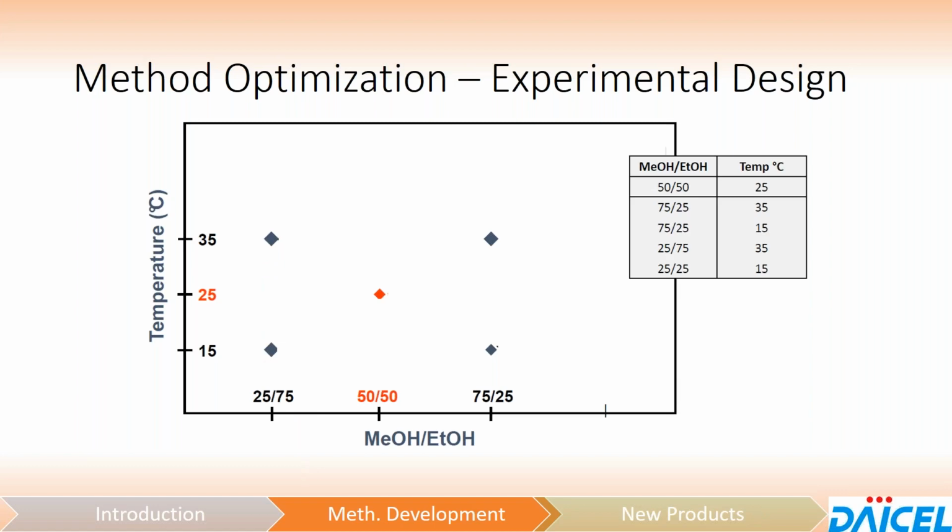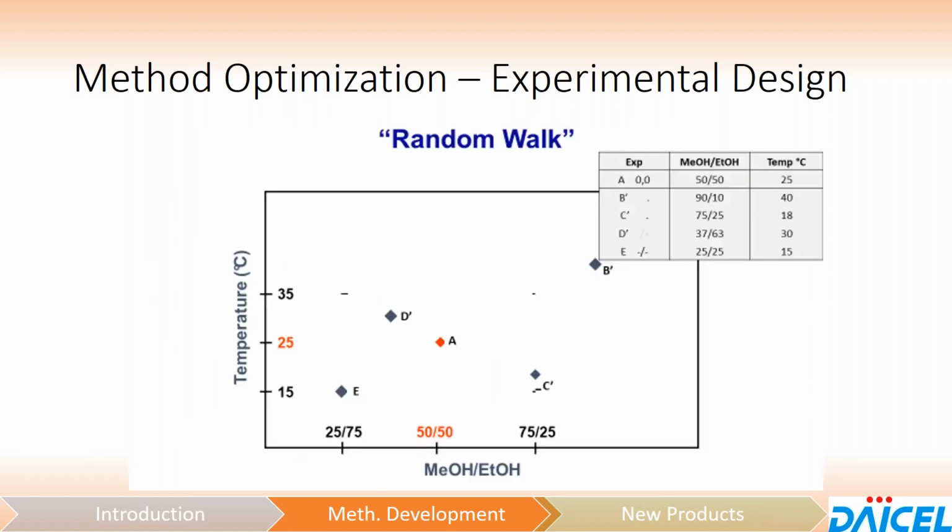This, as opposed to what I said with a random walk approach here, where you would be kind of all over the map. It might end up being that you find a good separation, say, at B prime. However, you don't know whether it's temperature necessarily, or mobile phase composition that's giving you the better separation. And you also don't know how sensitive this separation is.